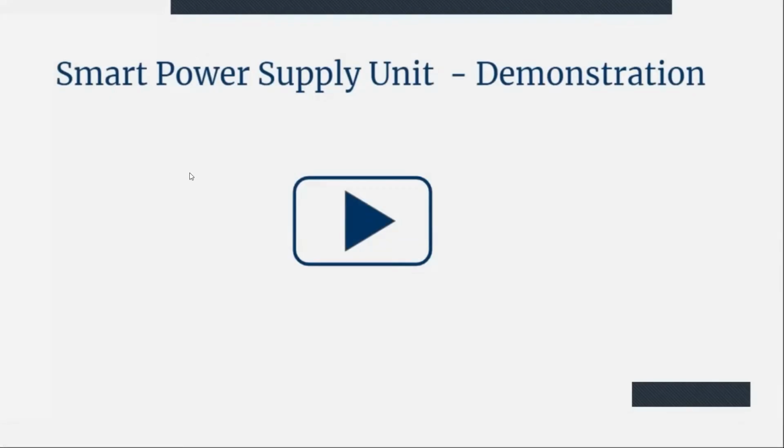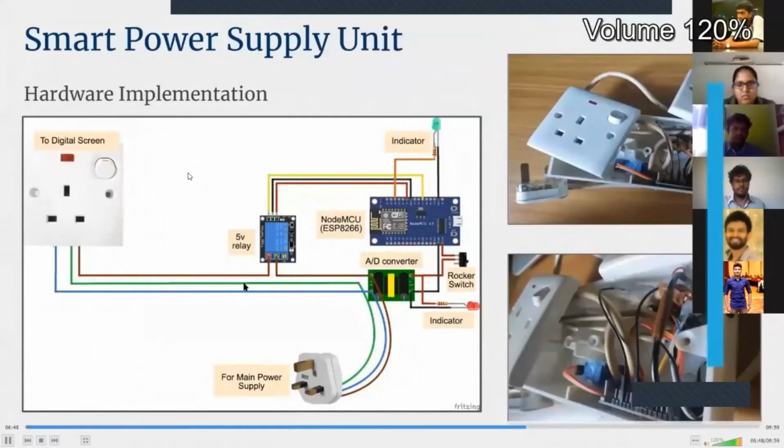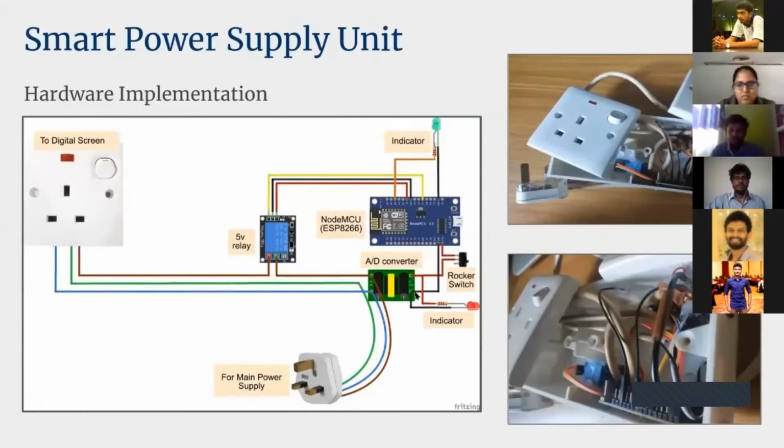And I will explain the smart power supply unit we have built so far. This is the hardware implementation of it. The digital screen will be connected through a 5-volt relay, and it is triggered through a Node MCU Wi-Fi module, and it is powered using an A to D converter through the main power supply.